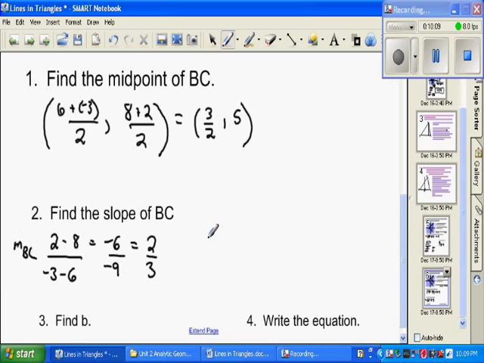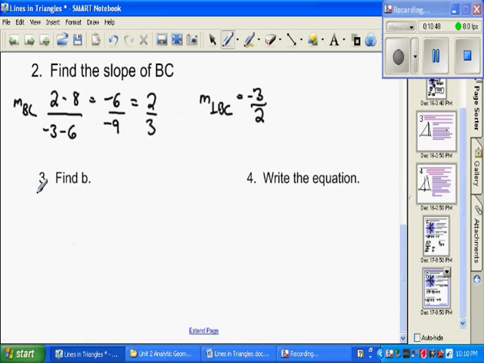What we want to do now, because we're doing the right bisector, is we have to find the slope that's perpendicular to BC. Okay, and we know that that's the negative reciprocal, so we flip it and we change the sign. So the slope of our perpendicular, or our right bisector, is negative 3 over 2. Okay, so I can use my midpoint, and I can use my slope, and I can find the equation of the right bisector. So what we're going to do is just substitute in 3 over 2, 5 for x and y, and negative 3 over 2 for the slope, and figure out our equation.